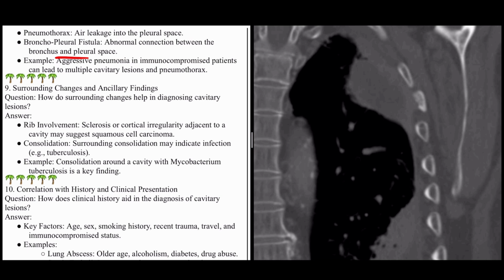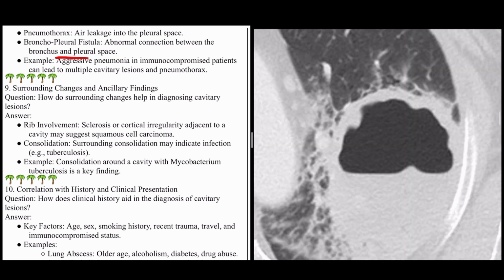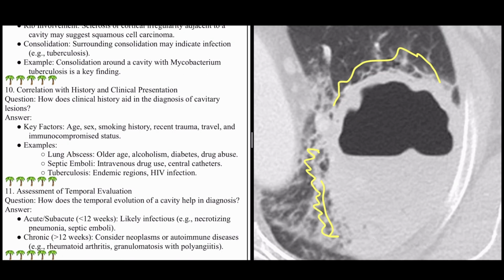So how do surrounding changes help in diagnosing cavitary lesions? If you have a pleural-based cavitary lesion and you have an adjacent rib involvement like sclerosis or cortical irregularity adjacent to the cavity, it may suggest that this cavity is in fact a squamous cell carcinoma. On the other hand, if you have some consolidation around the cavity, it may indicate an infection like tuberculosis. You also have to correlate this cavity with the patient history and clinical presentation.